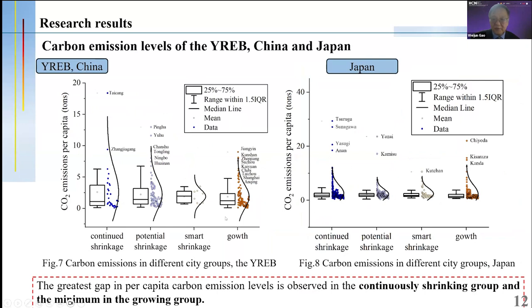And in those figures, we compare the carbon emission level of different cities in China and Japan, and find that most cities of China and Japan are characterized by a low value aggregation. According to the city pattern, we investigate the change in per capita carbon emission.